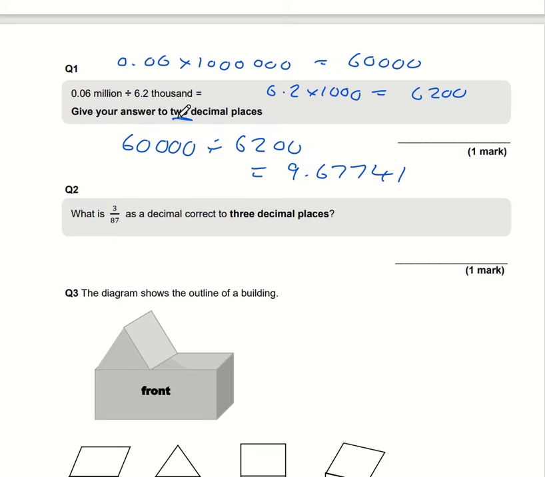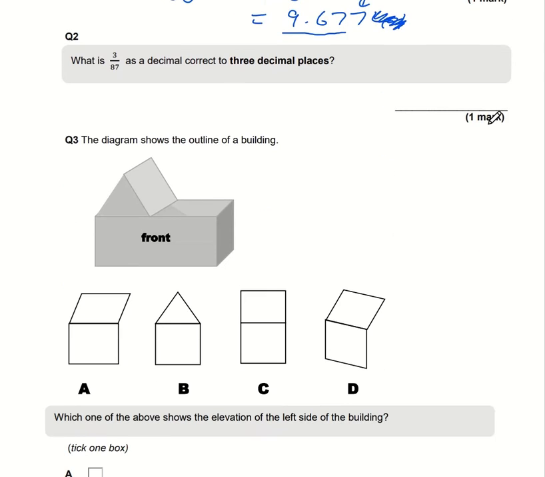9.67741. We want the answer to 2 decimal places, so we're interested in the value of the 3rd decimal place. Anything beyond that we can completely ignore, and if this digit here is 5 or greater, which it is, then the column to the left will move up by 1, so this 7 will become an 8, so 9.68. What is 3/87 as a decimal correct to 3 decimal places?